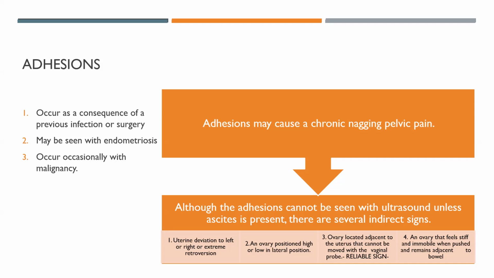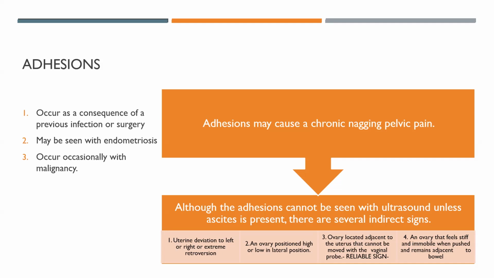So it can be caused by a previous infection or surgery. It may be seen with endometriosis, or it could occur occasionally with malignancy. So there's some indirect signs that we can look at. If the uterus is very deviated to the left or right, or extreme retroversion that doesn't seem to let up, there could be an adhesion holding the uterus in that place.